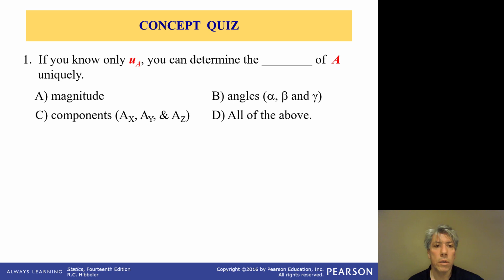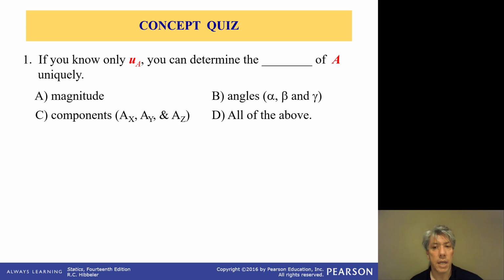If you only know the direction, the unit vector, you can determine the blank of A uniquely. So if we know UA, a unit vector in the direction of A, what can we determine about A? Could we determine the magnitude? Well, no, that's exactly what's missing from UA. Could we determine the components, AX, AY, and AZ? No, we could not, because AX, AY, and AZ all have to do with the magnitude of A.